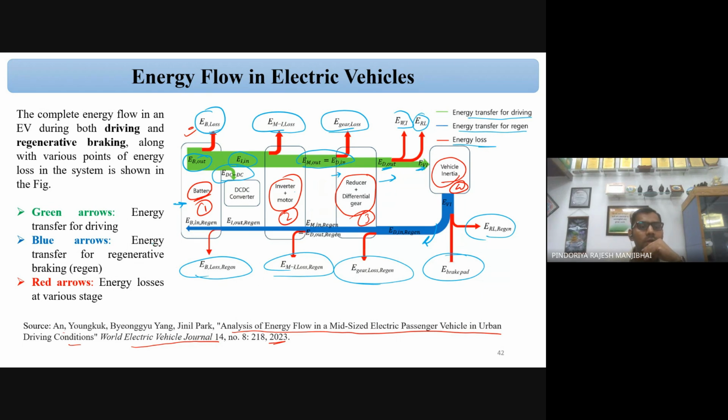Okay, so here I mentioned the energy transfer of the driving. Blue arrow, there is energy transfer for the regenerative. Red arrow, there is energy losses. Okay, so there is a simple concept. No need to memorize this diagram.